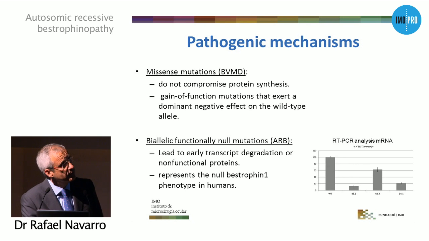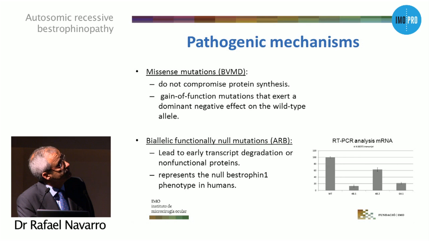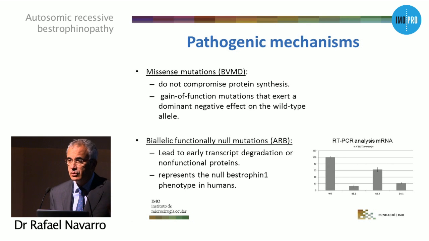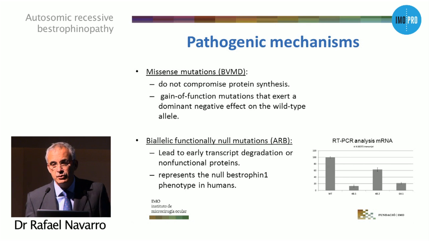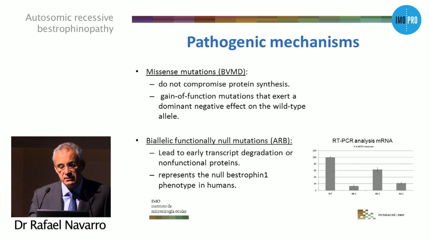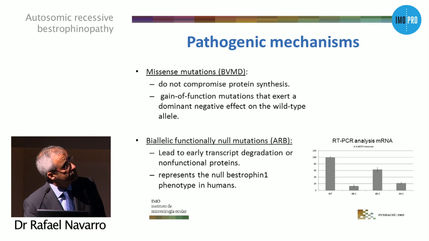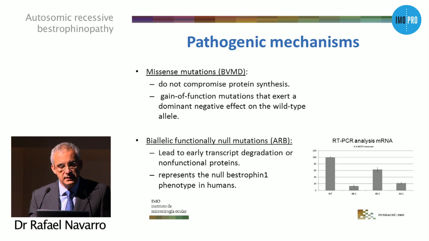This is in contrast to what we found in dominant bestrophinopathies like Best vitelliform macular dystrophy, where those mutations do not compromise the protein synthesis. We have 50% of normal protein and 50% of abnormal protein, and it's the 50% of abnormal protein that produces the phenotype. Those mutations are gain-of-function mutations that exert a dominant negative effect on the wild-type allele.